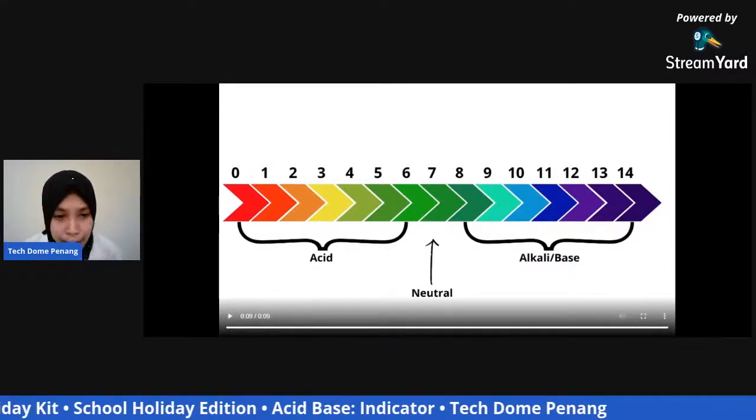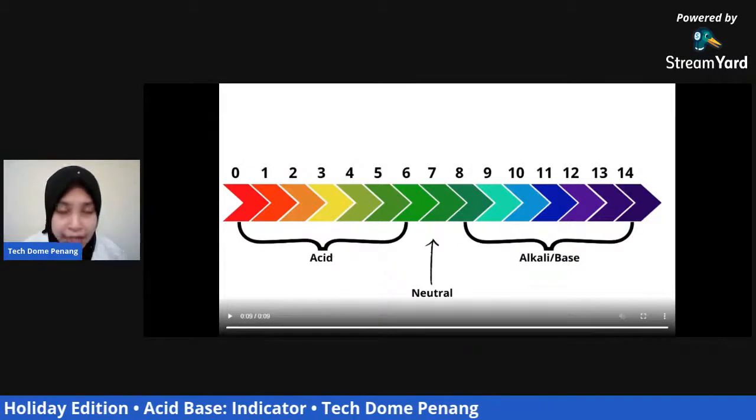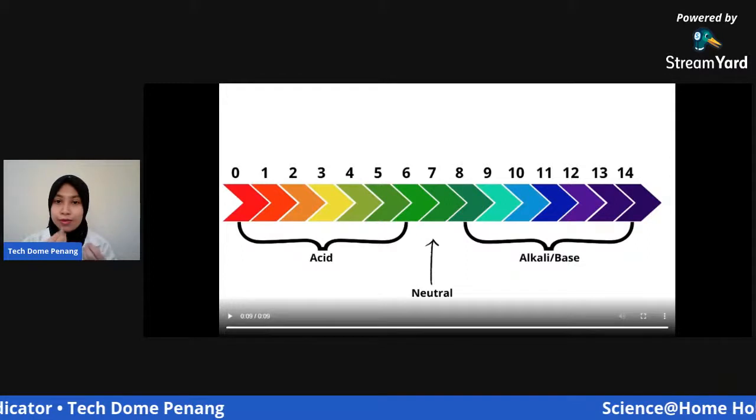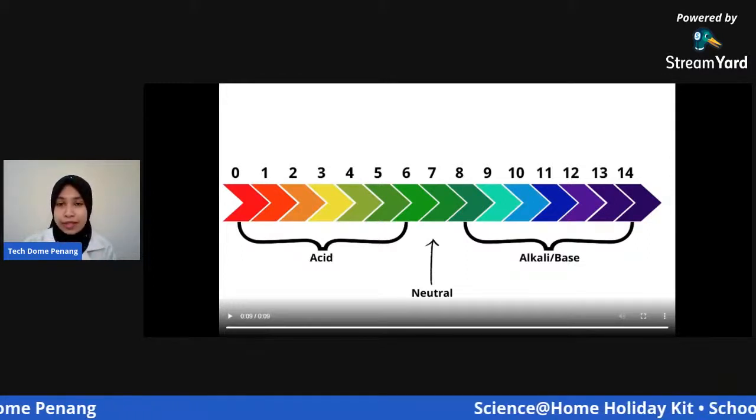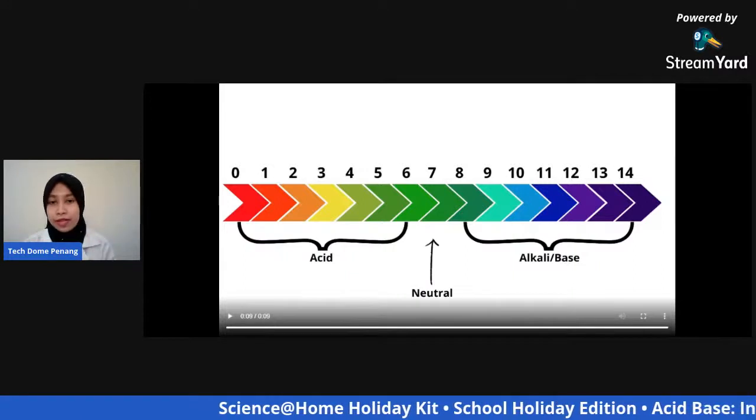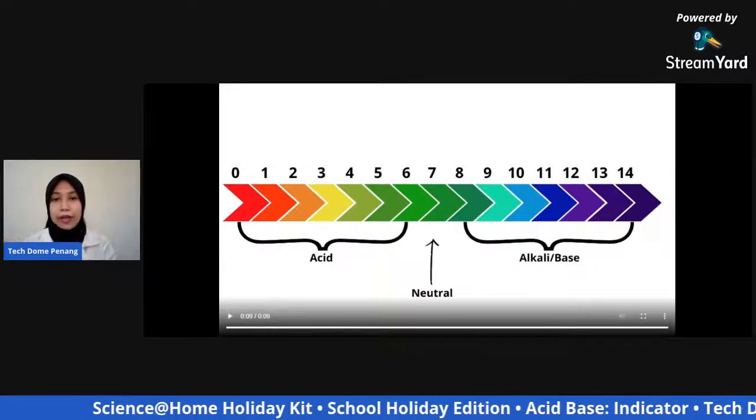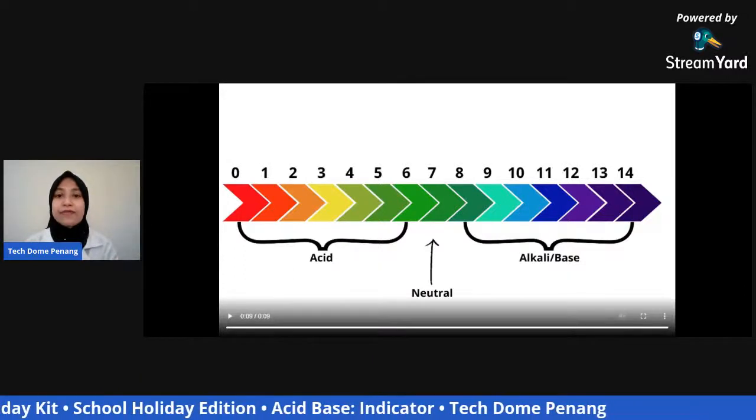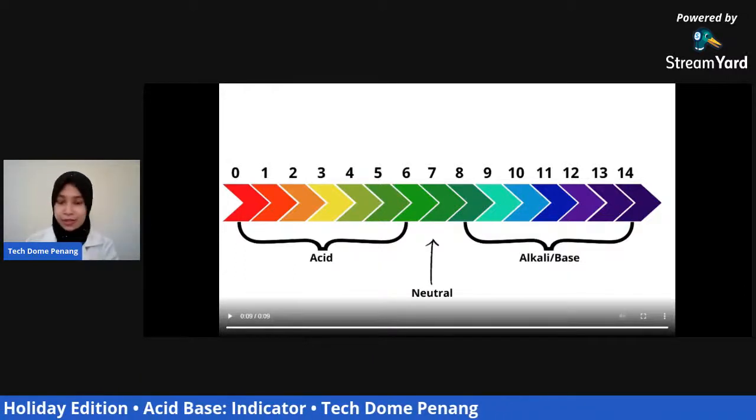I don't want you to use your tongue or to eat the things to determine whether the thing is acidic or basic. So today we are going to test the acidity or basicity of the substances by using a few materials that we have in our kit.